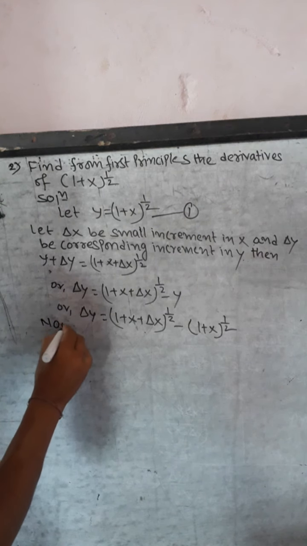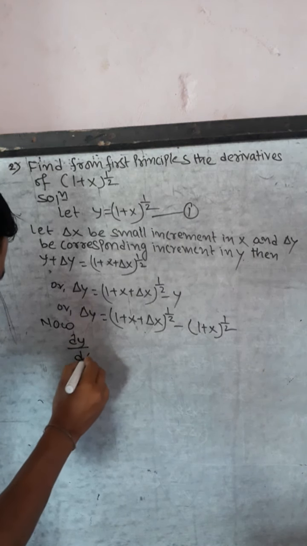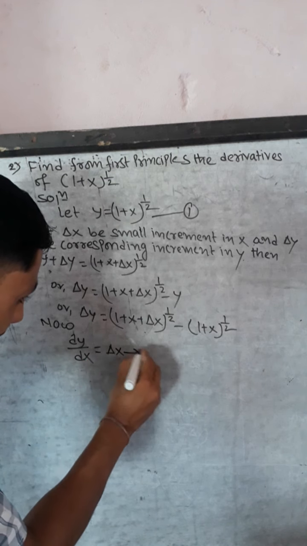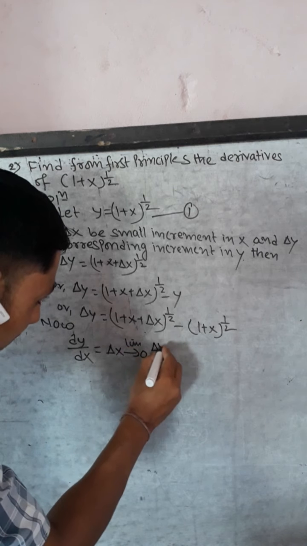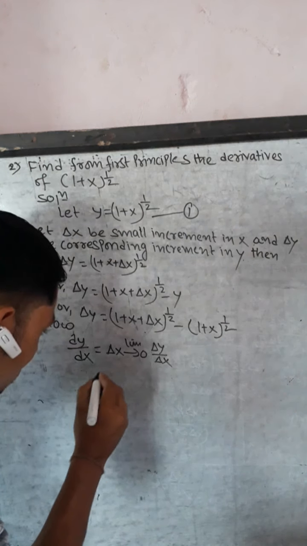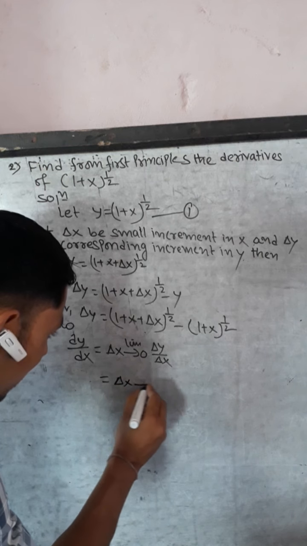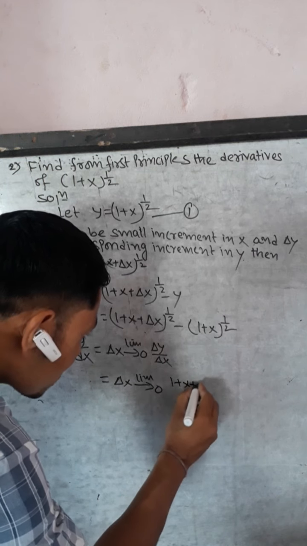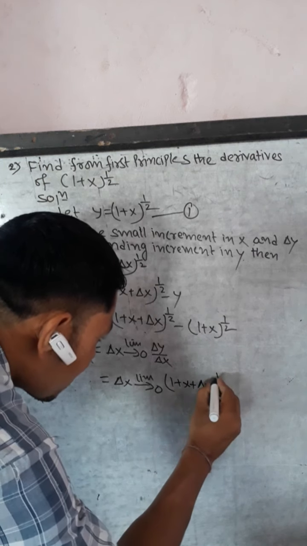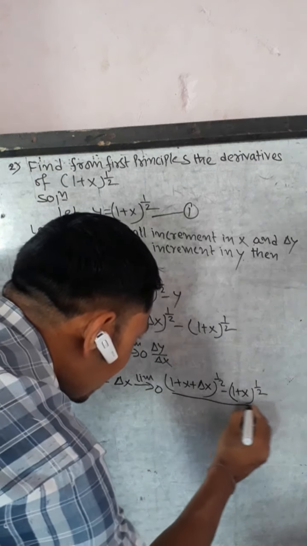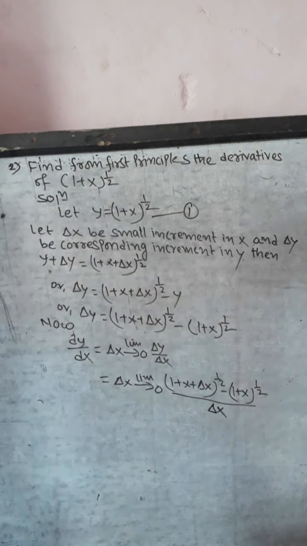Now let's find out dy by dx. I have already told you the formula: dy by dx is equal to limit del x tends to 0 of del y by del x. Now put the value of del y from above: limit del x tends to 0 of (1 plus x plus del x) to the power 1 by 2 minus (1 plus x) to the power 1 by 2, divided by del x.